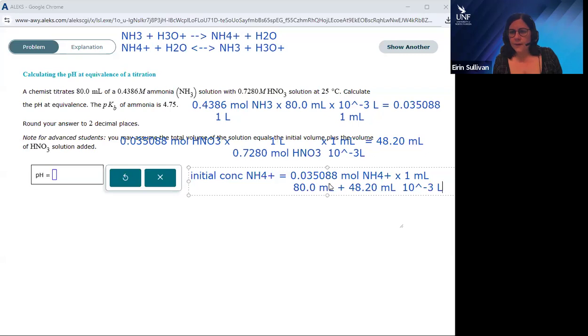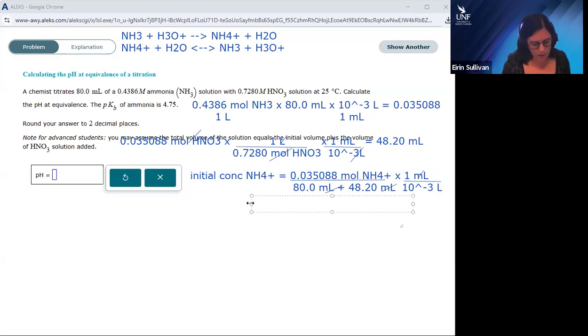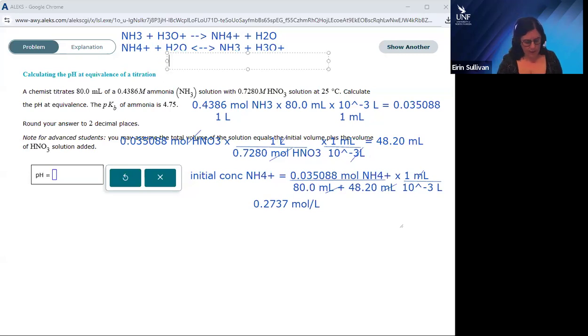What does that give me? I've been a little bit slack with drawing my lines in here, for which I do apologize. So let's see, milliliters, moles per liter. We should end up with our initial concentration of ammonium as 0.2737 moles per liter. So now we're just doing an ice table for the hydrolysis reaction of the ammonium cation, right? So I could even go ahead and write a Ka expression for that. Ka is the concentration of NH3 times the concentration of hydronium. That's what we're going to want to know.